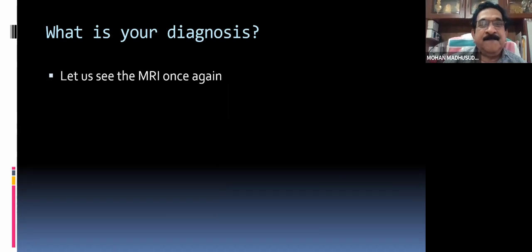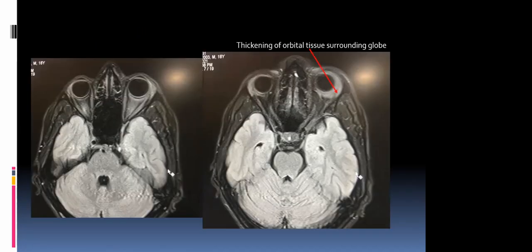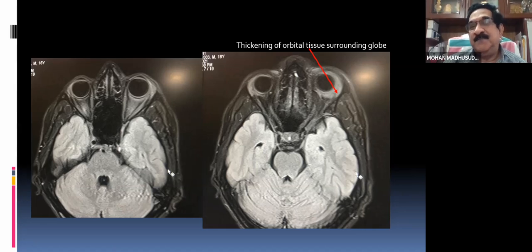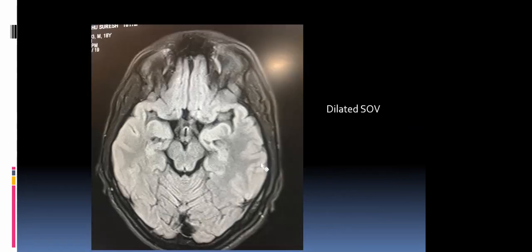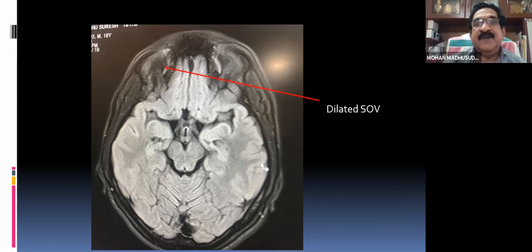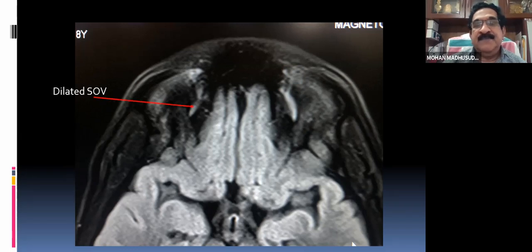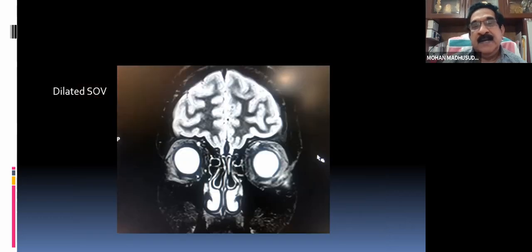Again, I'll show that. See, there is a thickening of the orbital tissue surrounding the globe. Somebody pointed out the globe is enlarged, but the globe is not enlarged; the tissue surrounding it shows hyperintensity. The episcleral tissue is increased. That is present bilaterally. You can see on the left side as well as on the right side, more on the left side. Yes, this is the dilated superior ophthalmic vein bilaterally. You can see that more on the left side. Again, it can be very easily made out here in this superior ophthalmic vein. And you can see this tissue here around it.